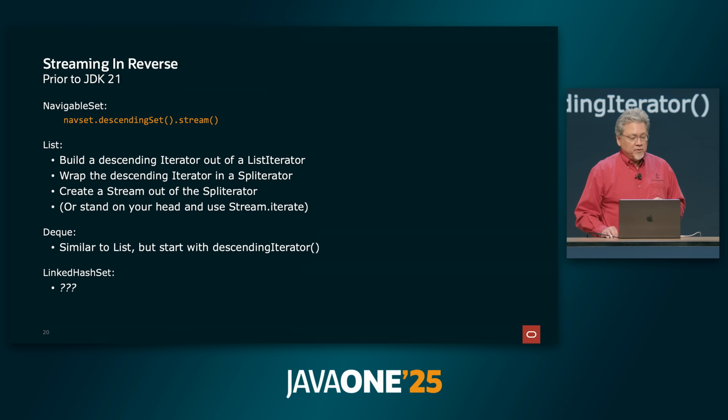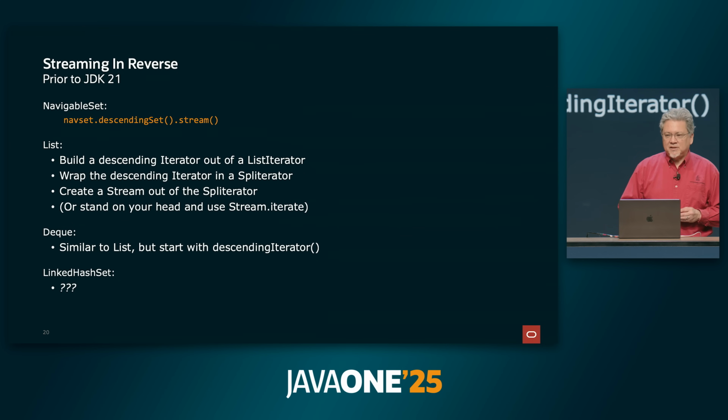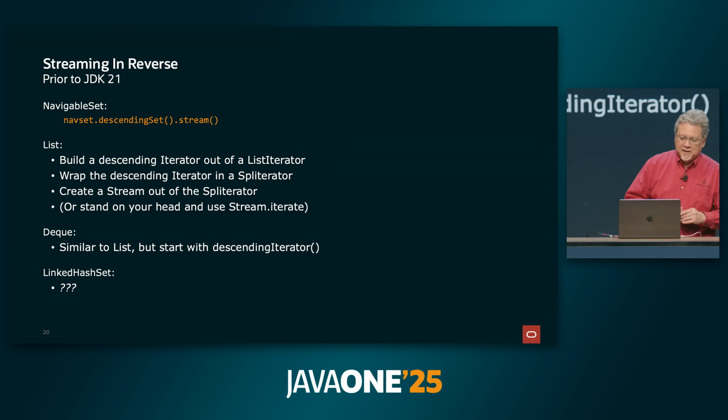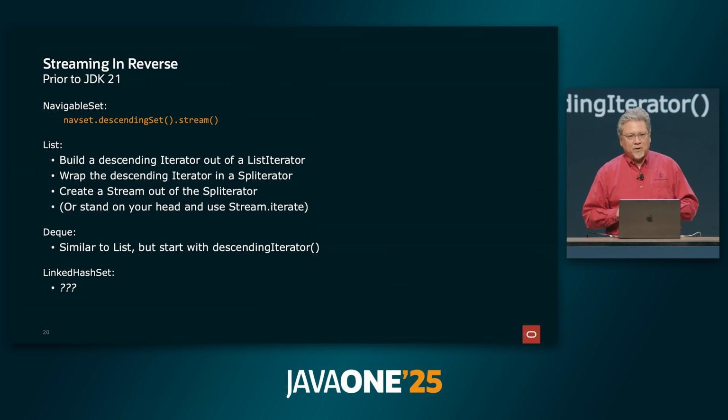For list, if you want to build a stream, I'll actually show some code that does this later. It's kind of involved. But basically, you can build an adapter that takes a list iterator and returns an iterator in reverse order, and then you turn that into a spliterator, and then you turn that into a stream. It's kind of involved. And there's also a variation that uses a stream factory method called stream.iterate, but you kind of have to stand on your head to use it. So I'll show that a little bit later.